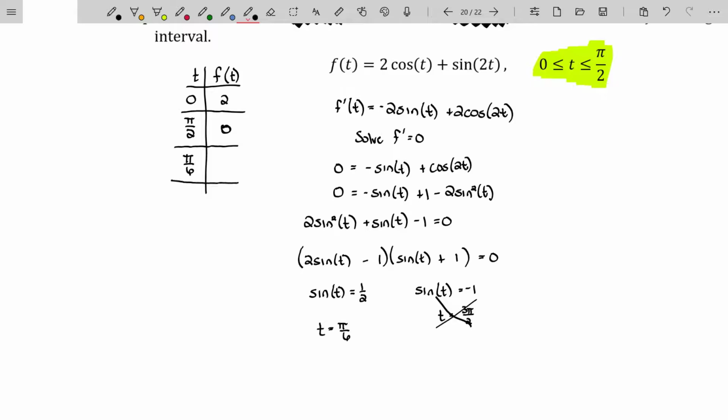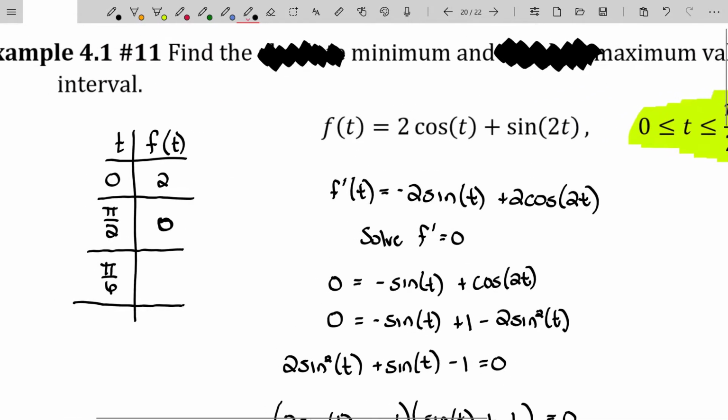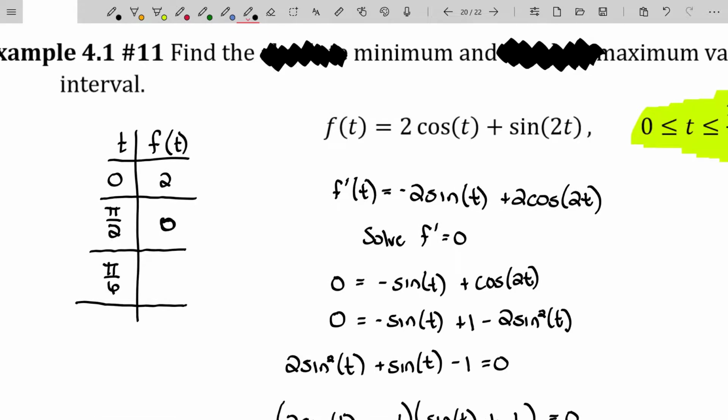And then you're going to evaluate these functions, or f at pi over 6. Twice the cosine of pi over 6 is, let's see, 2 times the square root of 3 over 2, which is square root of 3, plus sine of twice pi over 6, which is the sine of pi over 3, which is root 3 over 2. So this is going to be 3 root 3 over 2.